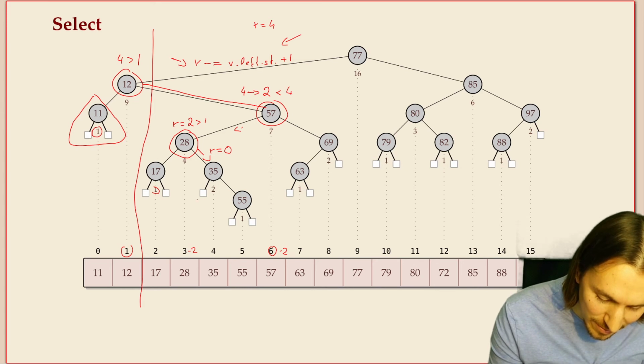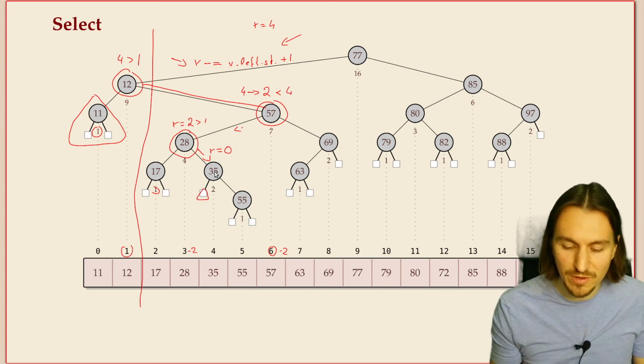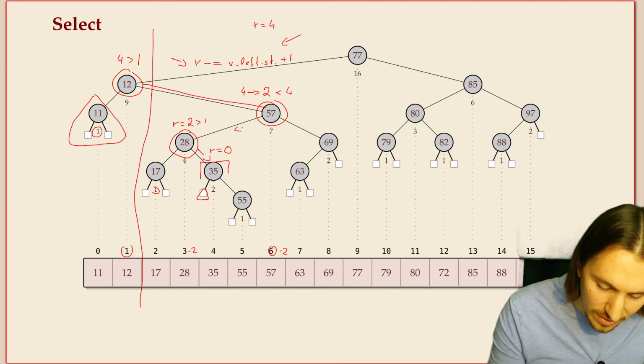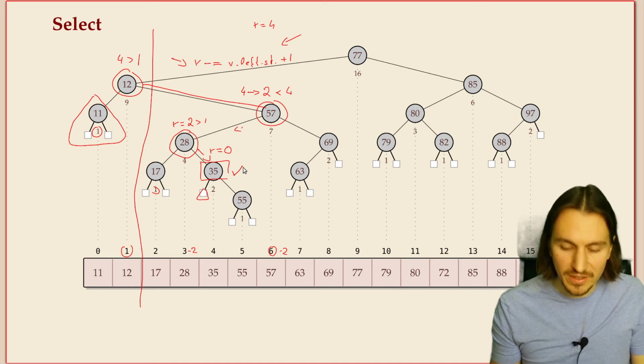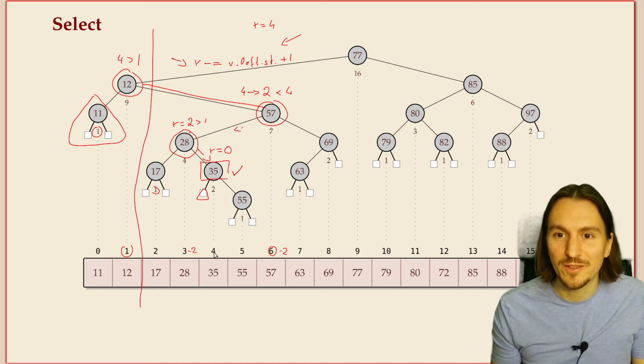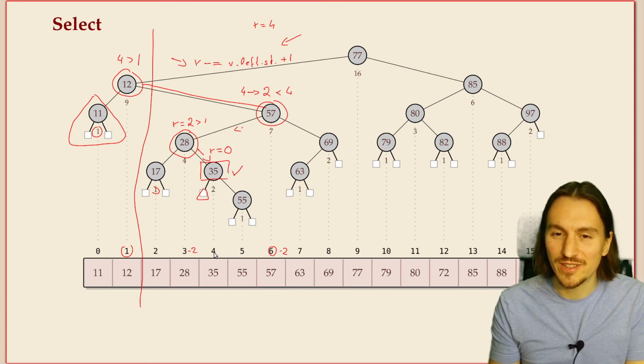And then finally here, we look into the left subtree. It's null, it's empty, so that means the root has rank 0. And there we found it and return it. And that was the correct answer because we know that this has rank 4. That's in a nutshell how you do select in an augmented binary search tree.